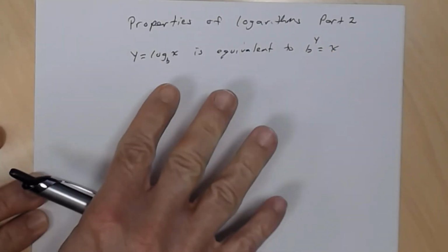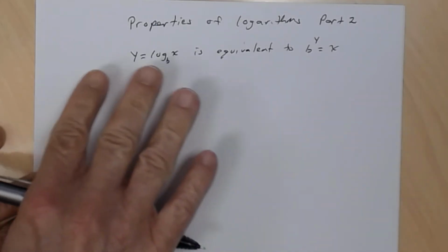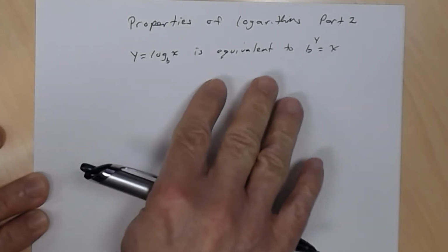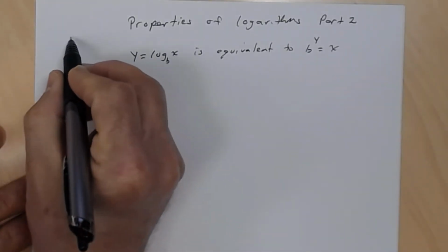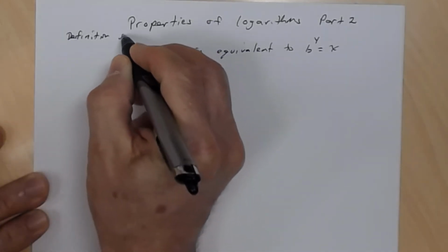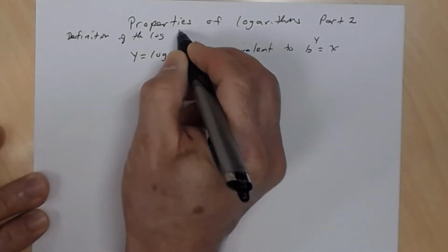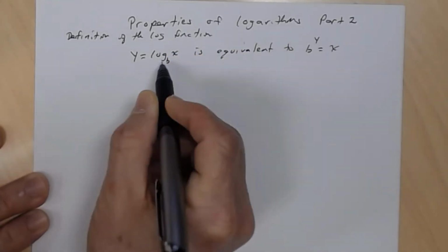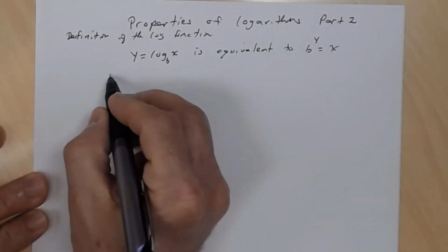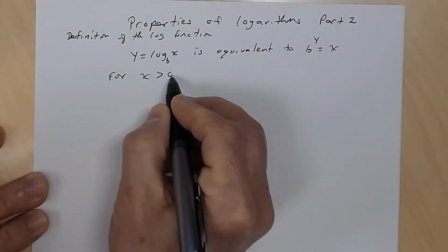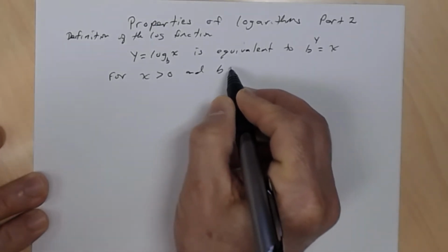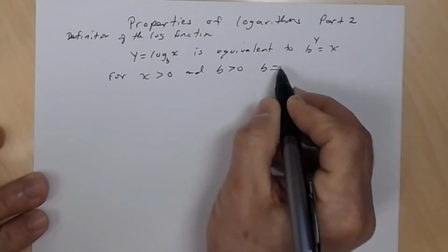And again, part of what we're going to do today will be a review of that. But I want to go back a little bit further and mention the definition of the log function. Okay, so we looked at the definition of the log function. We said that this was equivalent to this for x being positive, so x had to be positive. And we saw that the base had to be positive, and the base could not equal 1.